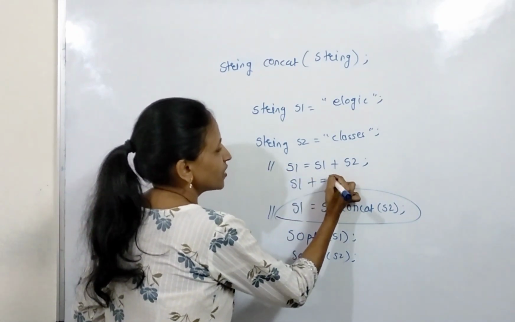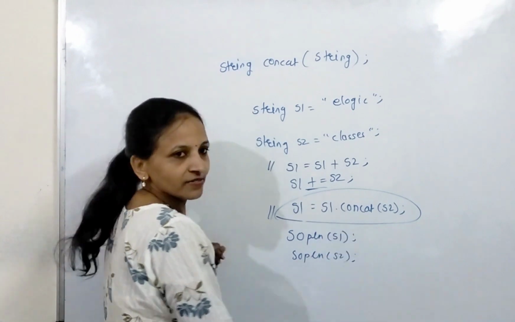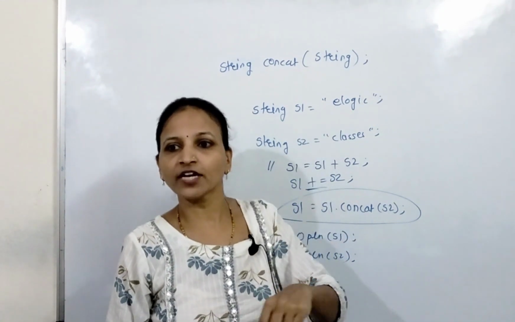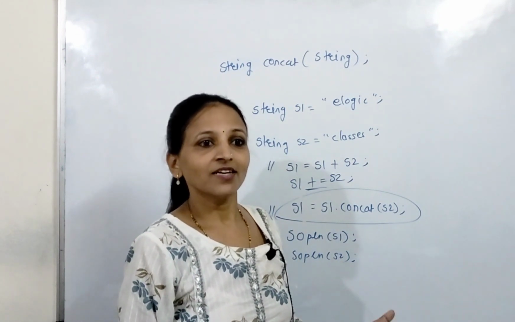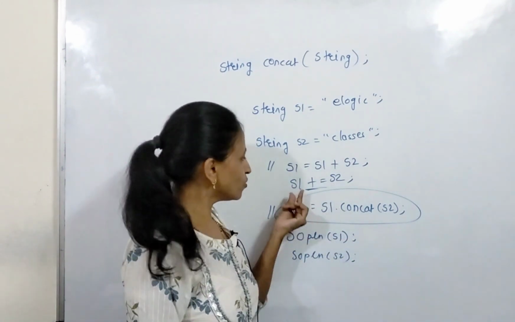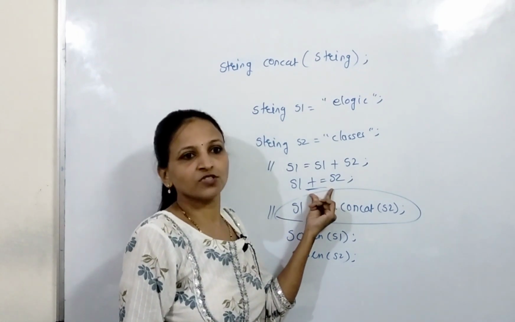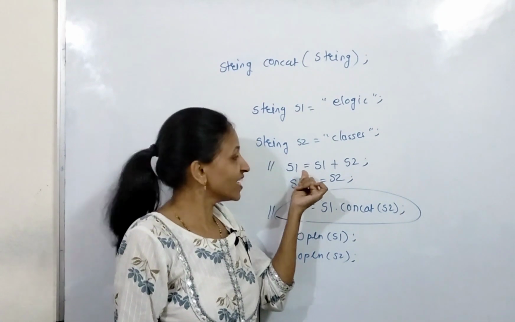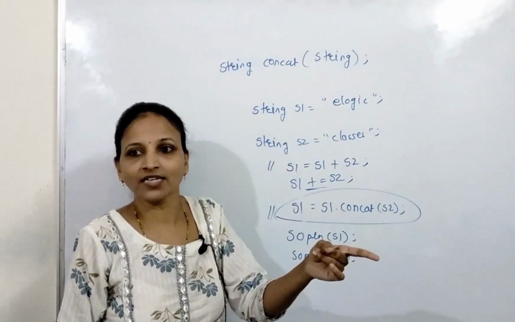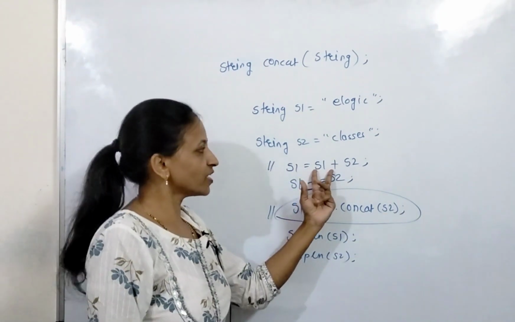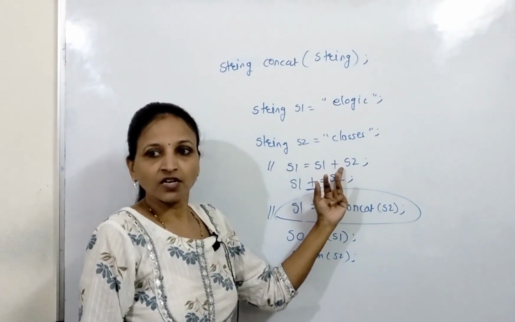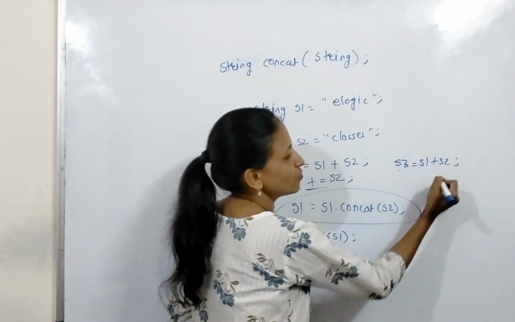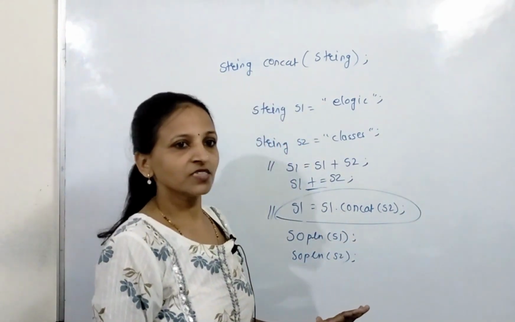S1 plus equal to S2, that is again fine. This plus equal to and equal to, both operators are overloaded in that string class. If you want to change S1 itself, then only you can use this one. If you want S1 and S2 to be attached, and you want the result in any other string, like in S3, then you can use this plus operator only. S3 equal to S1 plus S2, you cannot use plus equal to. Any doubts? That's it.